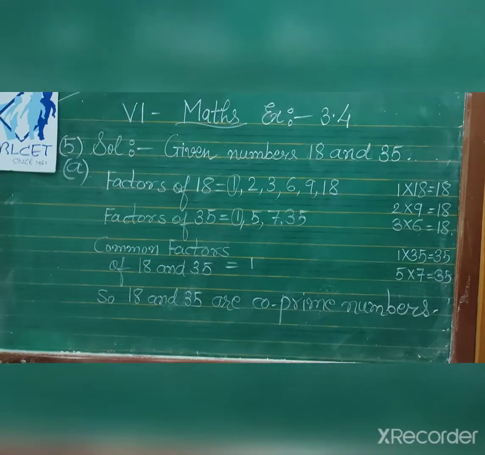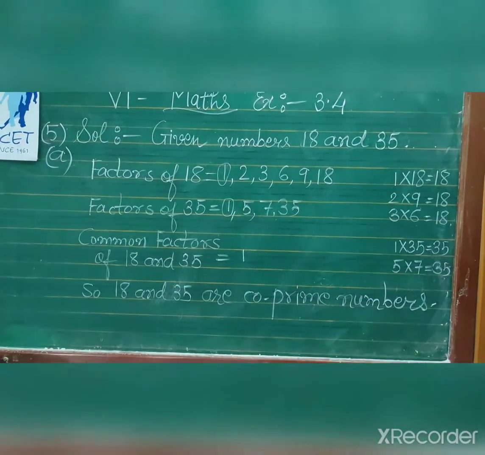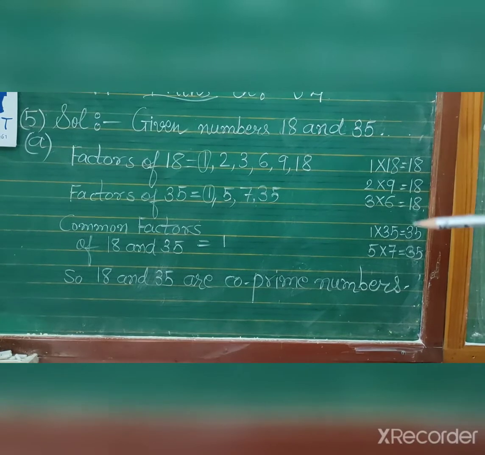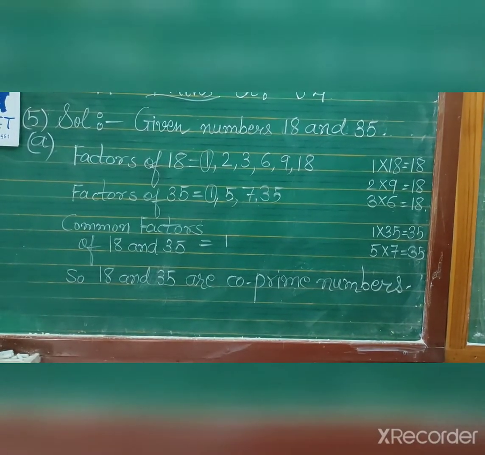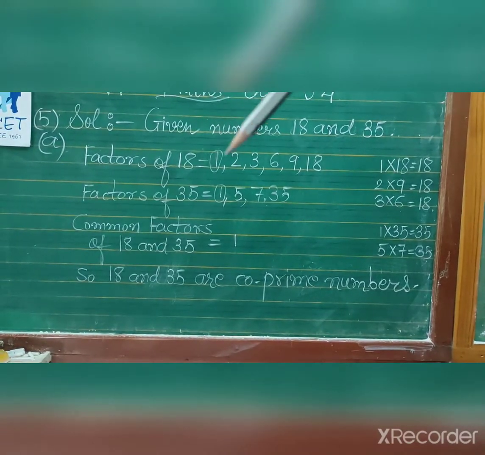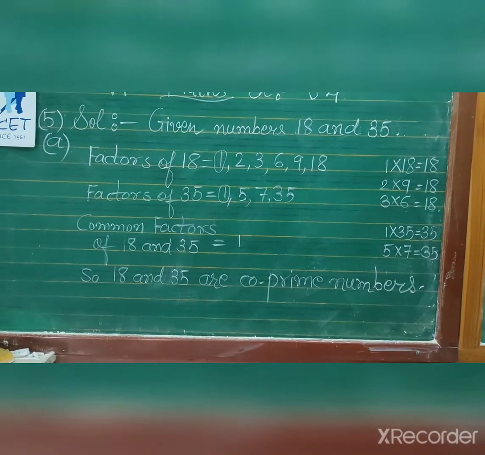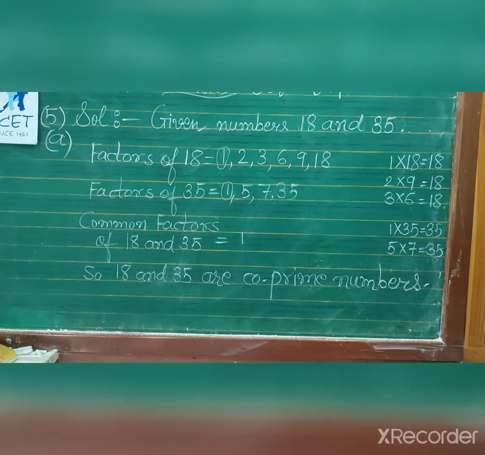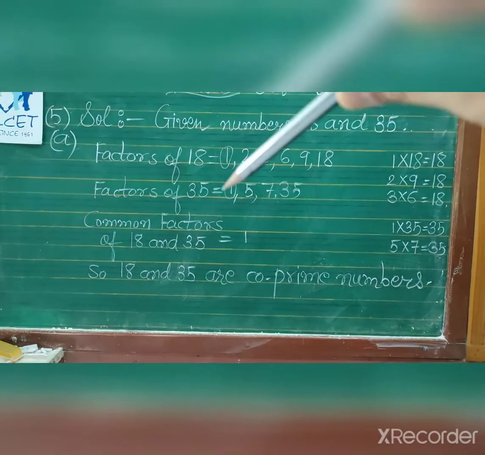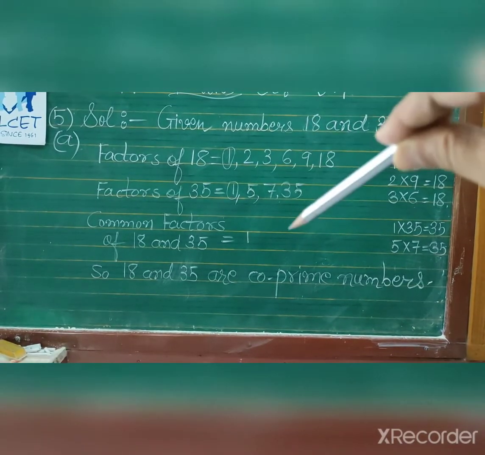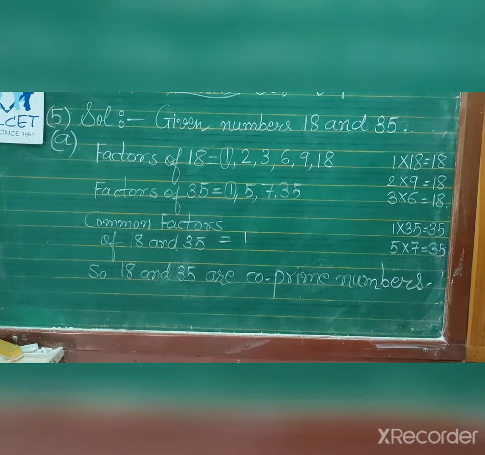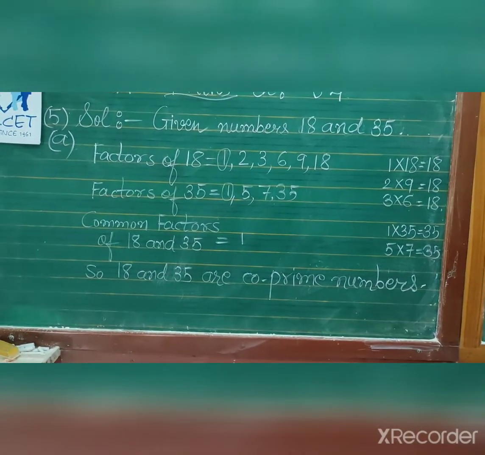Now part A of fifth question, given numbers 18 and 35. Factors of 18, you can see here. You will do rough work also in your CW notebook. 1 into 18, 2 nines are 18, 3 sixes are 18. So all the factors of 18: 1, 2, 3, 6, 9 and 18. Factors of 35: 1 into 35 equal to 35, 5 sevens are 35. So 1, 5, 7, 35. Now common factors of 18 and 35: only 1. So 18 and 35 are co-prime numbers. In this way you will solve. If you have any query, you can ask me.